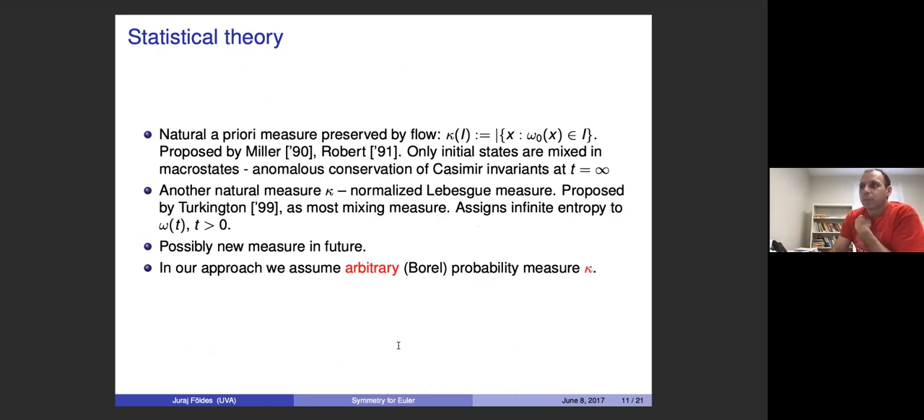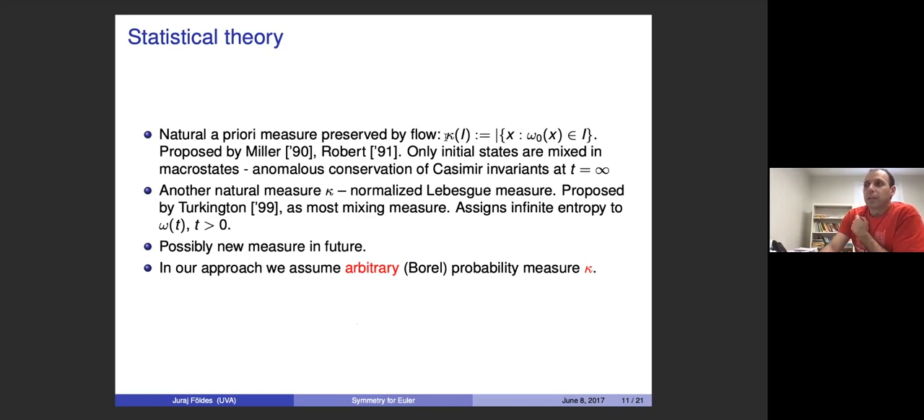All right, so people improved on these models. The point is that we have a measure which is a priori preserved by the flow. So we don't have to go to the discretization and use the Liouville theorem for the Lebesgue measure, but actually since Euler's equation is a transport equation, the level sets of omega are preserved by the flow. So if we look at this measure, which is just the measure of the set I such that omega naught of x is in I, then this is a usual invariant measure.